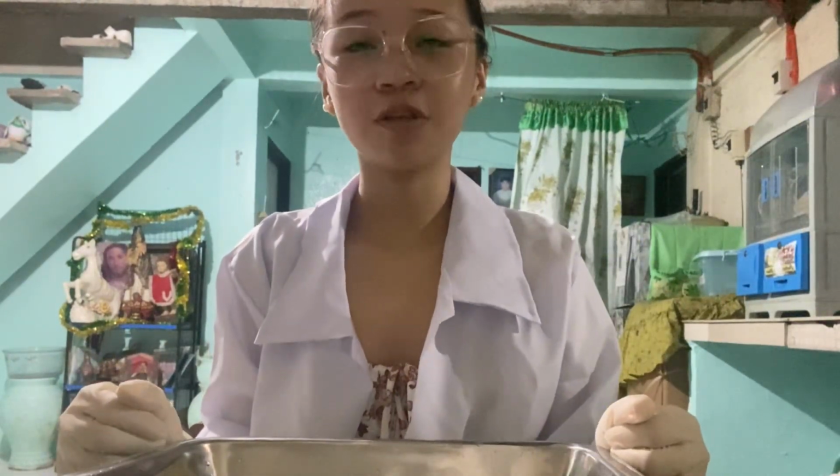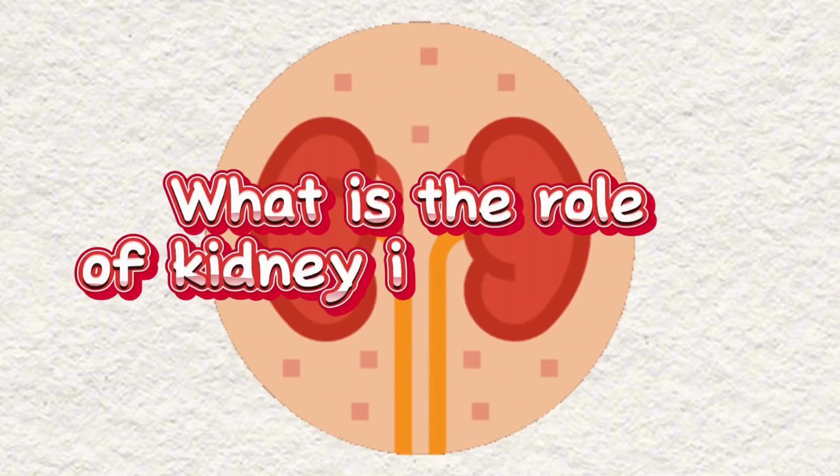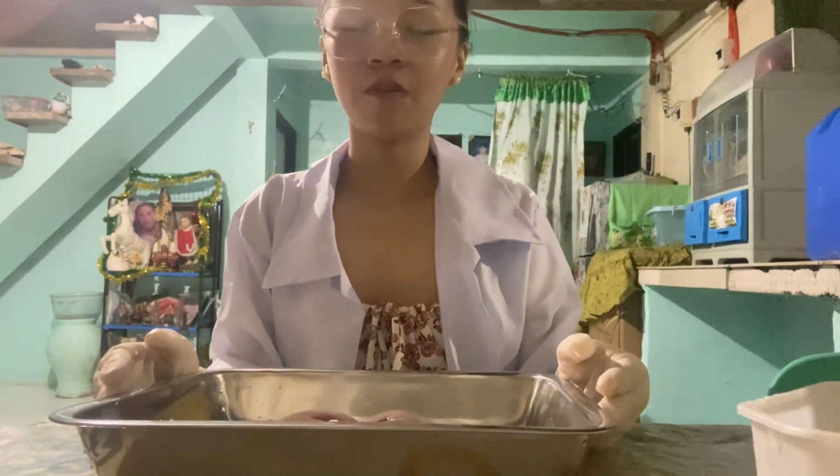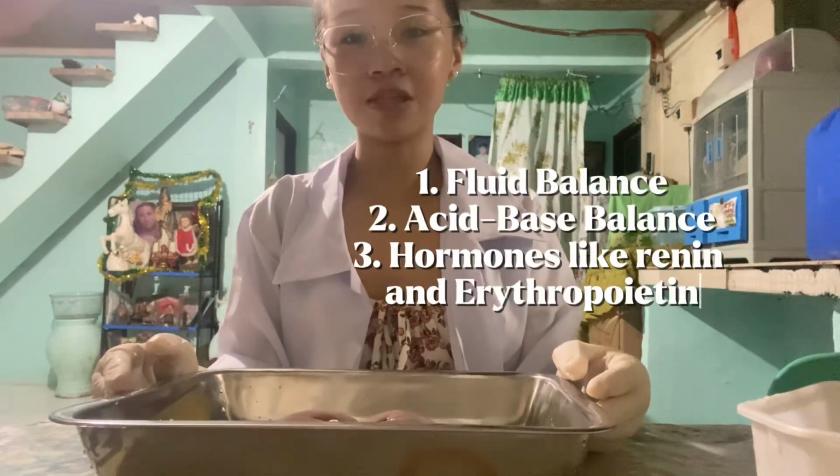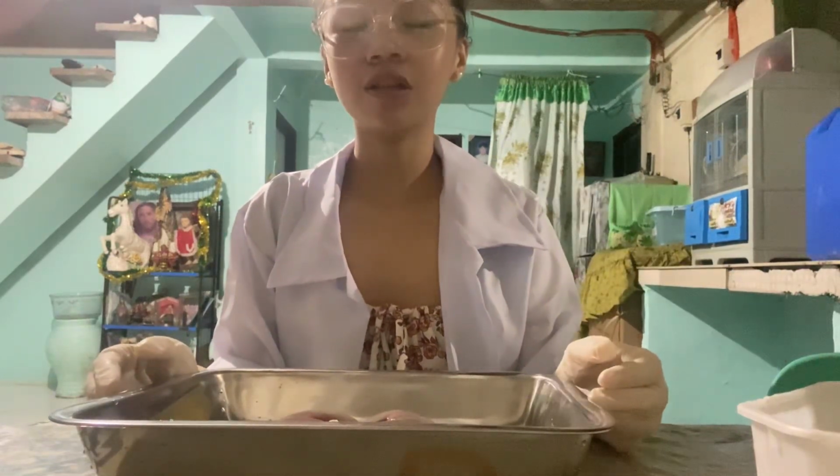Let's talk about one of the crucial organs in our body, our kidneys. Our kidneys filter waste from our blood and perform other functions to maintain our body's homeostasis. In order to understand this really crucial organ, let us take a look at its structures and how they function.